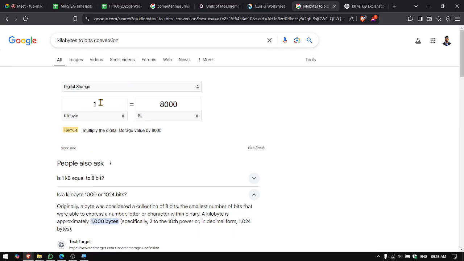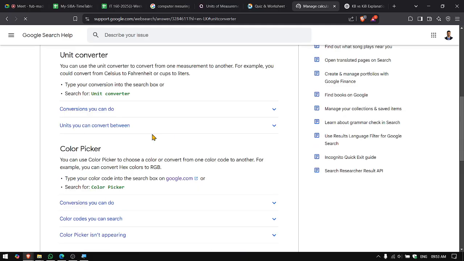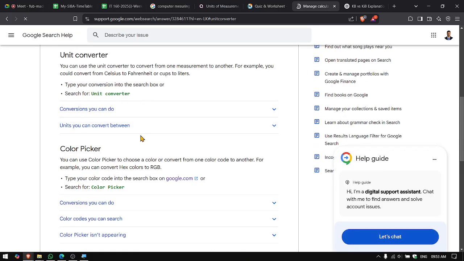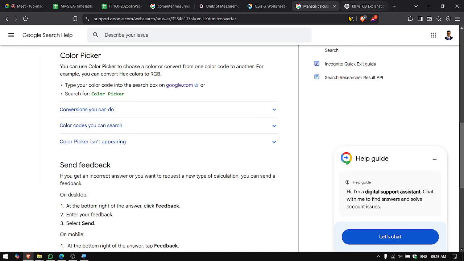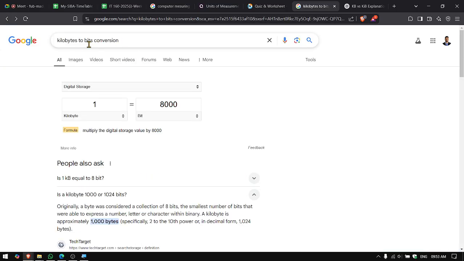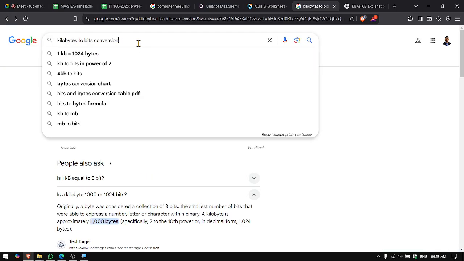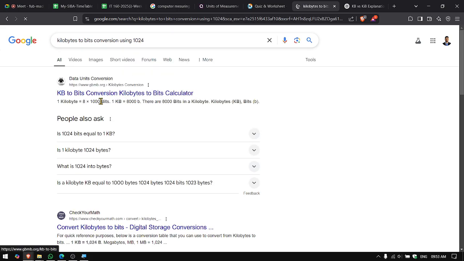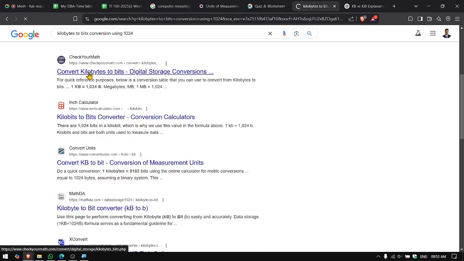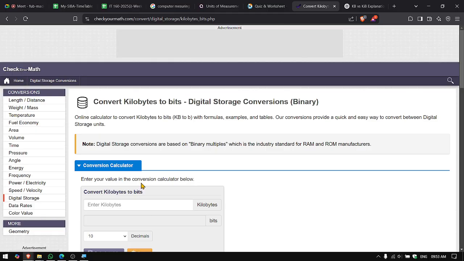Here, for 1 kilobyte, what are they using? They are using the 1000 option here, right? So if we change this to 1024, it's good, right? Kilobytes to bytes conversion using 1024. Okay, here convert kilobytes to bits, digital storage conversion.